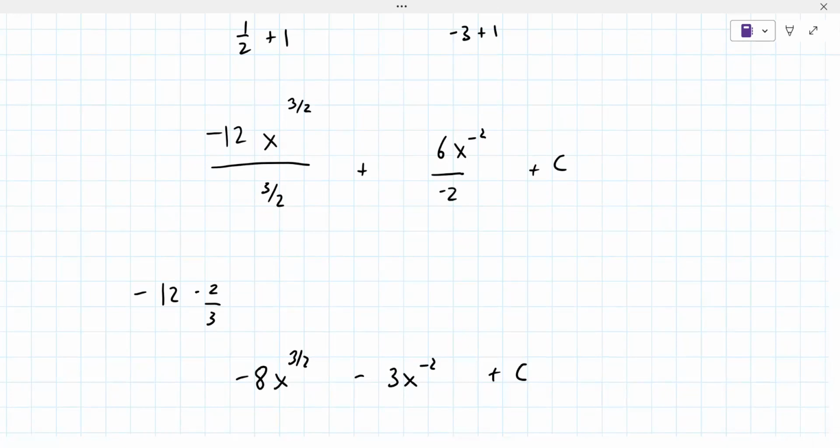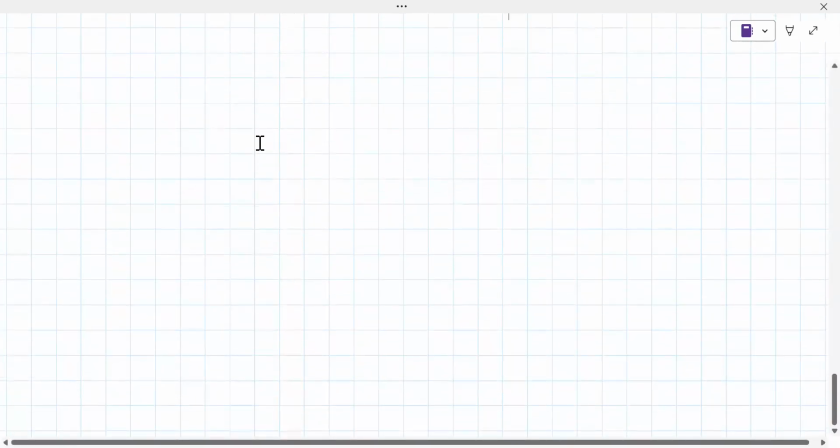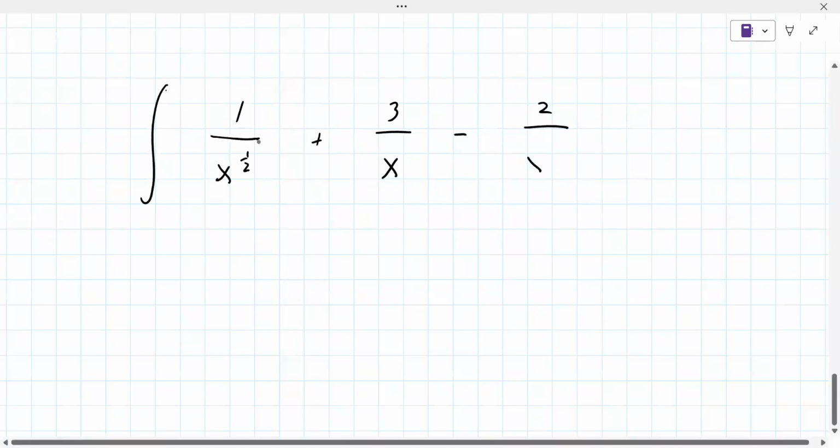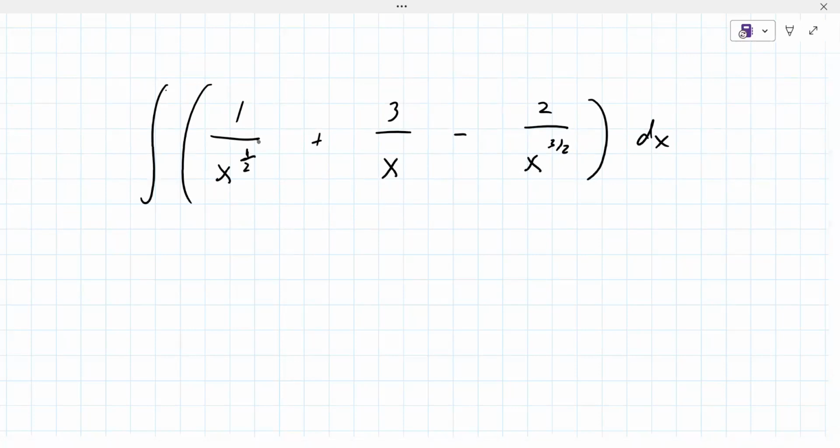So I'd like to give you one now, kind of a mixture of 2 and 4 to look at, to see if you have any questions. All right. So let's try the integral of 1 over x to the 1/2 plus 3 over x minus 2 over x to the 3/2. And this is kind of a test question, so please ask questions if you're not sure how to proceed.